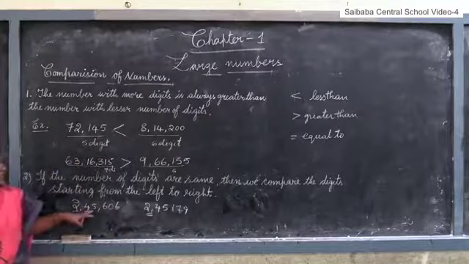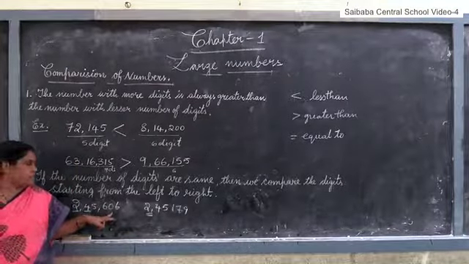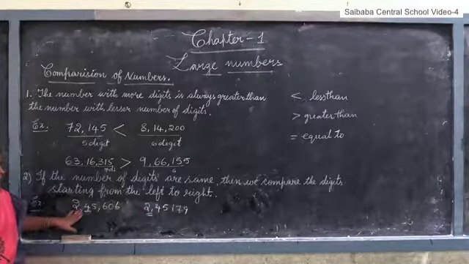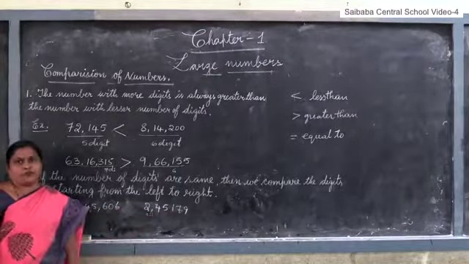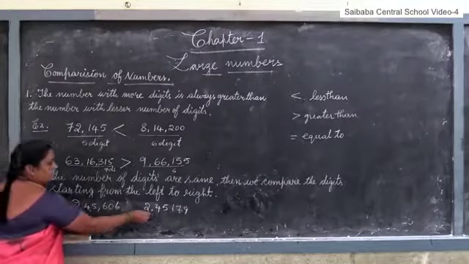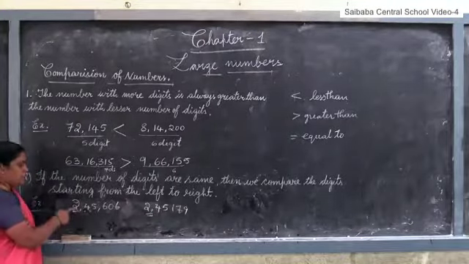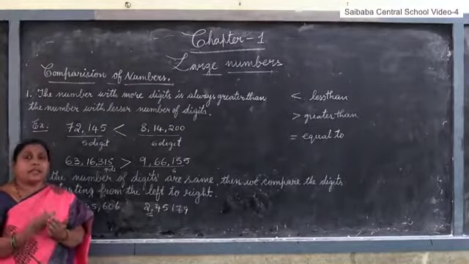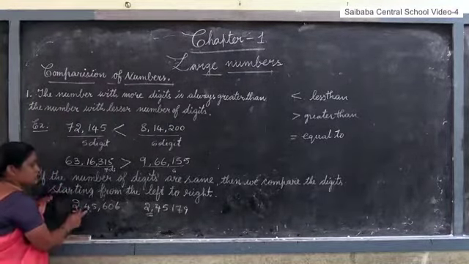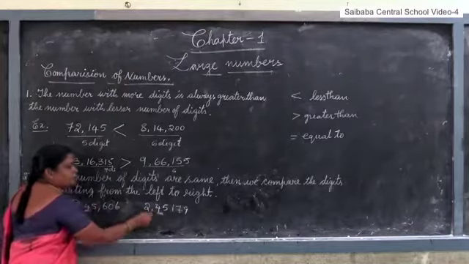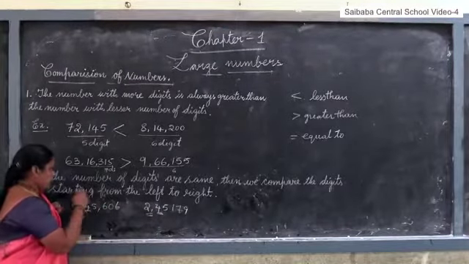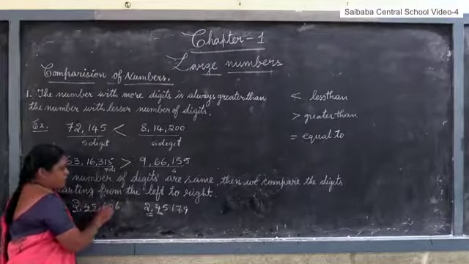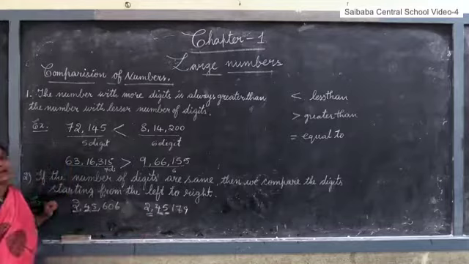Now check the number of digits. The two numbers contain the same number of digits. So if the number of digits is equal, check the leftmost place. Here 2, 2. Last place is same. Then if the place is same, go to the next place. This is the 10,000s place. 4, 4. Equal. Then go to the next place, that is the thousands place. 5, 5. Thousands place is also equal.